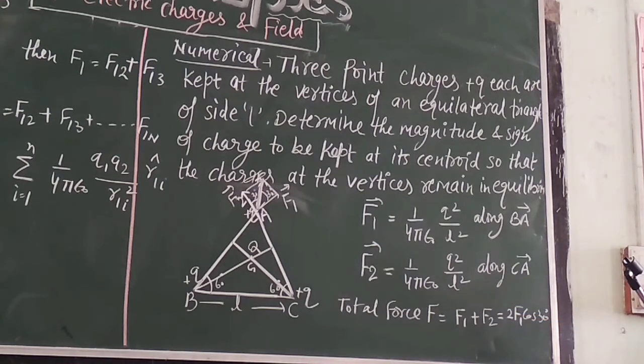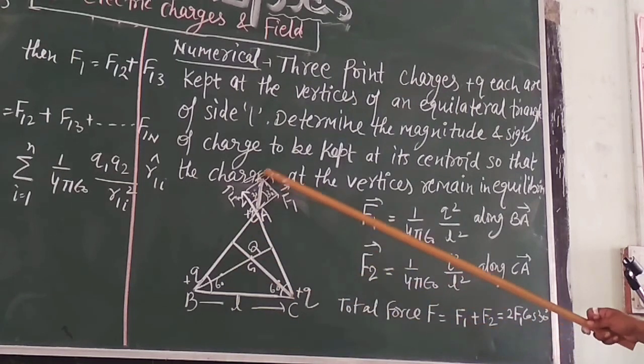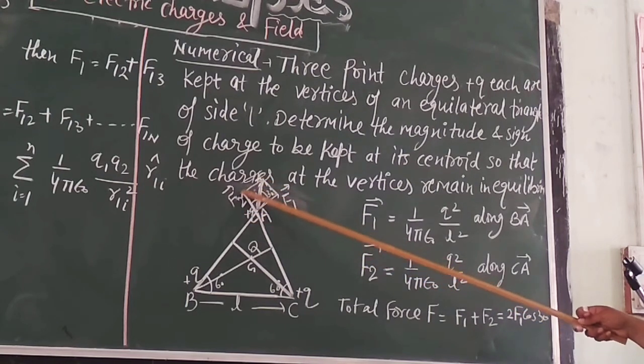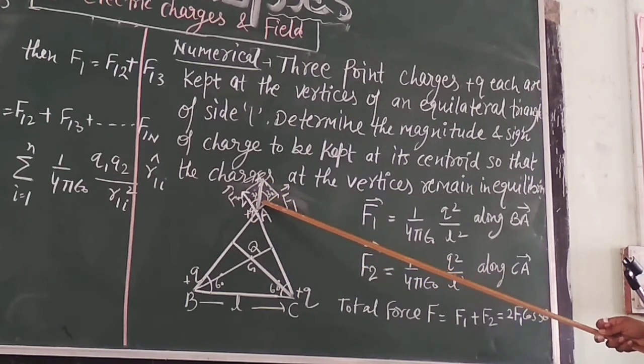Now we have to calculate the total force on A due to both B and C. F1 is in the direction away from B, along BA, and F2 is away from C, along CA. This is an equilateral triangle, all angles are 60 degrees. Then we can draw a parallelogram. Here we calculate F using the parallelogram method as we studied in 11th class. In the parallelogram method, the diagonal of the parallelogram represents the resultant of F1 and F2.